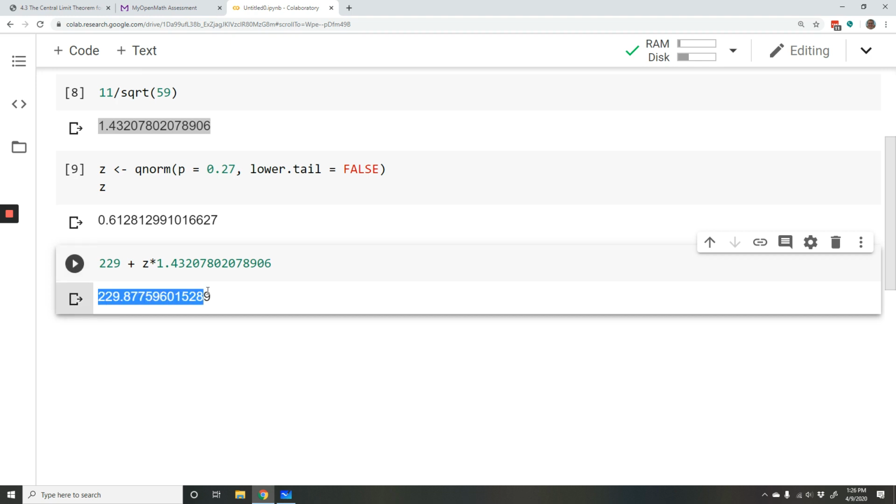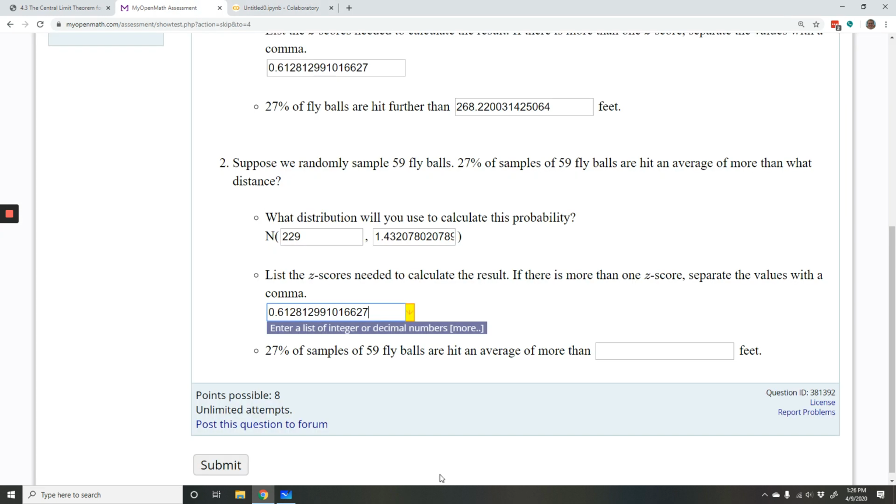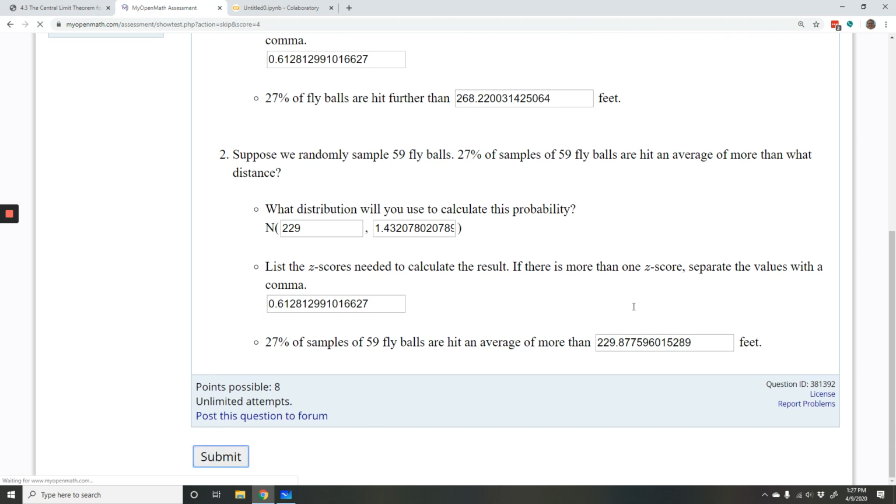I get 229.877. Let's copy and paste that, and that's going to be our final answer here, which means 27% of samples of 59 fly balls are hit an average of more than 229.8776 feet. Okay, what that means is if you were to look at a randomly generated collection of 59 fly balls and look at their distances and average all those distances together, there's a 27% chance that that average you get will be more than 229.877 feet. Okay, so let's submit it.